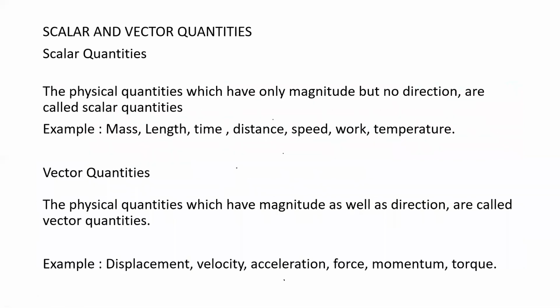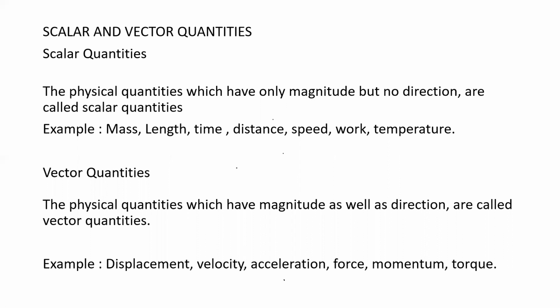Next, let us first discuss what scalar and vector quantities are, then we can go for speed and velocity. What do you mean by scalar quantity? The physical quantities which have only magnitude but no direction are called scalar quantities. Examples are mass, length, time, distance, speed, work, temperature. These are all examples of scalar quantities.